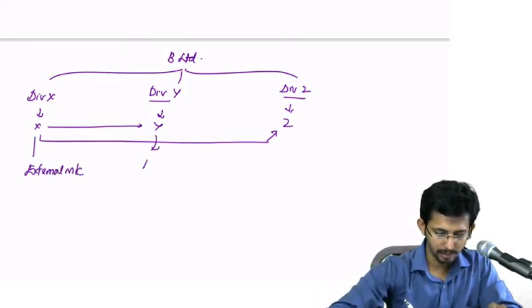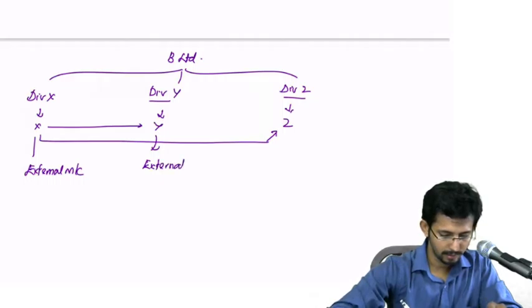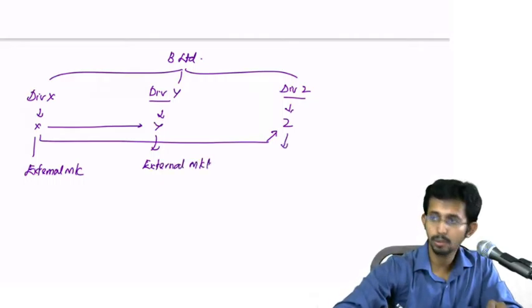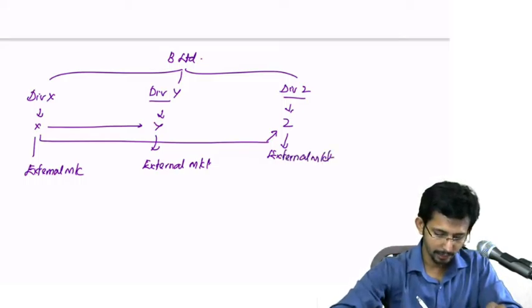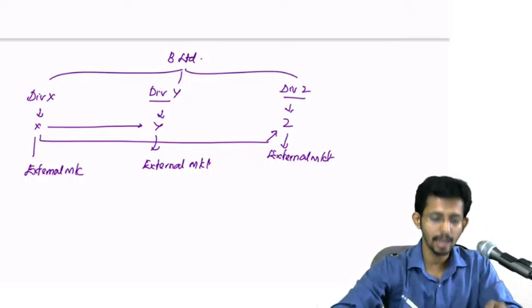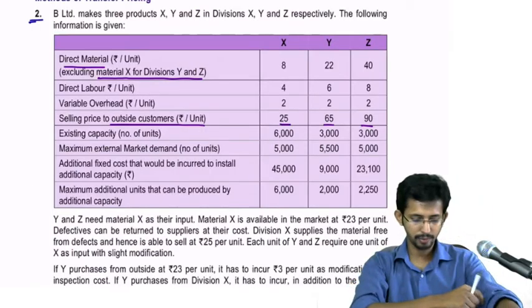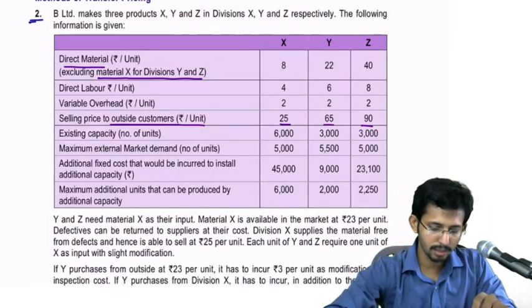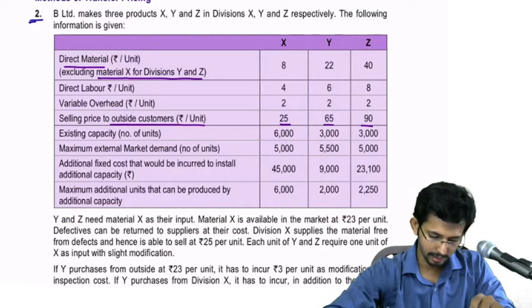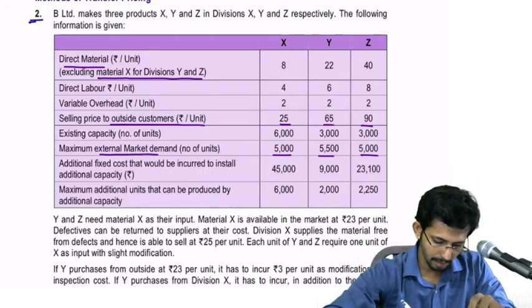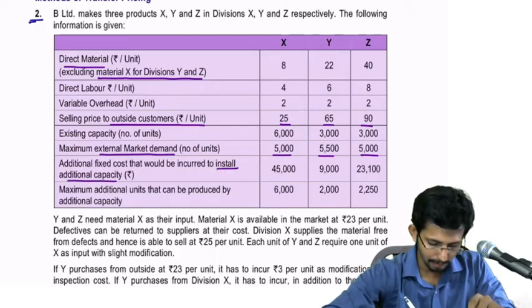Okay, external market, and this is also in the external market. Plus, product X can be sold to division Y as well as division Z. That is what you have to infer. Now existing capacity is given: 6,000, 3,000, 3,000. Now maximum external demand in number of units is 5,000, 5,500 and 5,000. Maximum external market demand. Okay, additional fixed cost that would be incurred to install additional capacity.